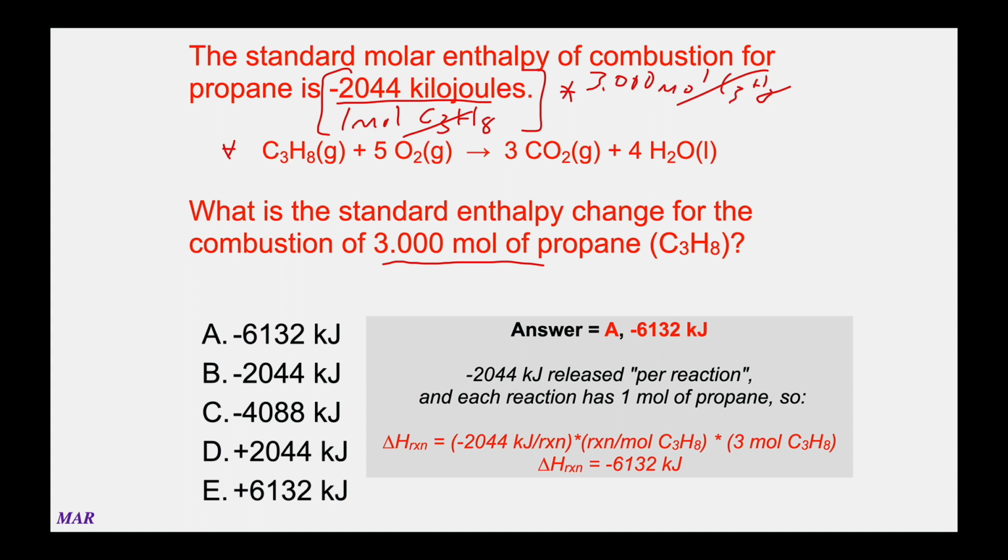This reaction was exothermic to begin with. The enthalpy was negative, so the answer had better be negative as well. That's important. You wouldn't want to use the positive version. So the negative 2044 times 3 would give you the answer. Lots of energy released upon burning propane.